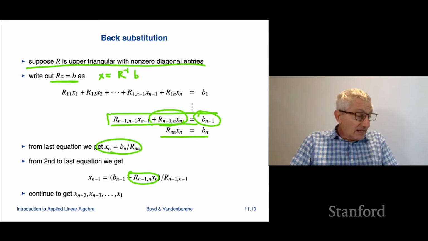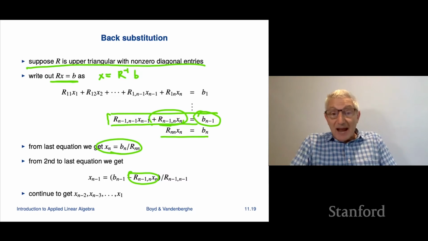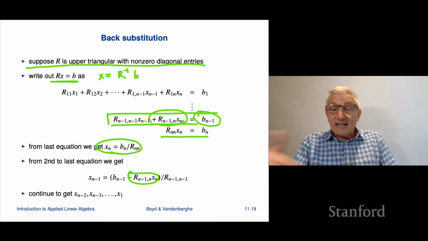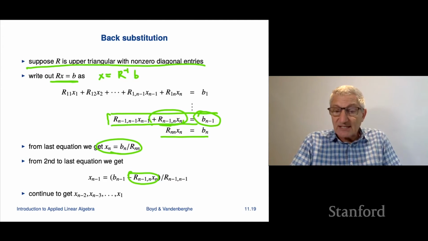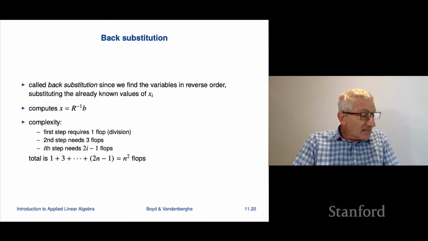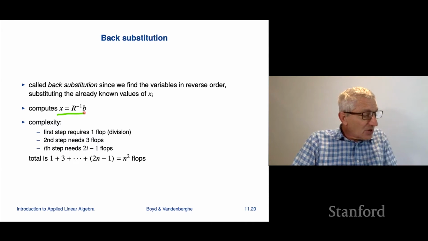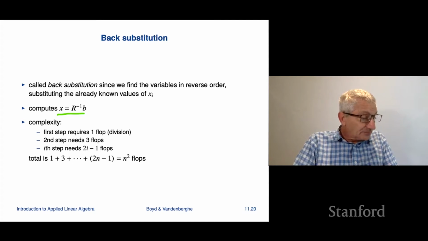Okay, so it's called back substitution for the obvious reason that we're going backwards. We're first calculating xn and then substituting known values into the formulas, and then just analytically working out what the various x's are in backward order. So this is the idea, and it's going to compute x equals R inverse B. So we now have a perfectly good way to do that.